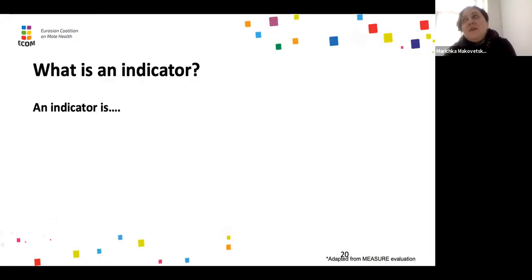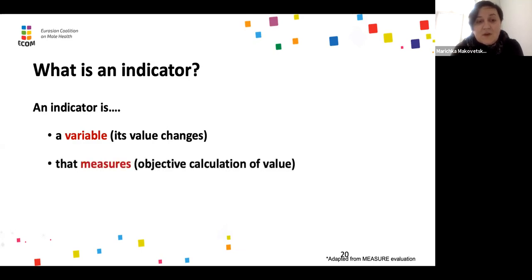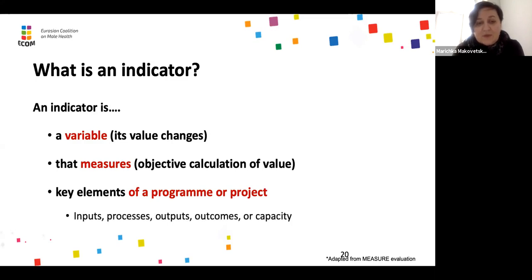First of all, let's think about what indicators are. An indicator is a variable, because it's a value change, that measures objective calculation of value, key elements of a program or project. Because by having good indicators, you will be able to measure your progress. And of course, indicators measure inputs level, progress level, outputs, outcomes, work capacity.